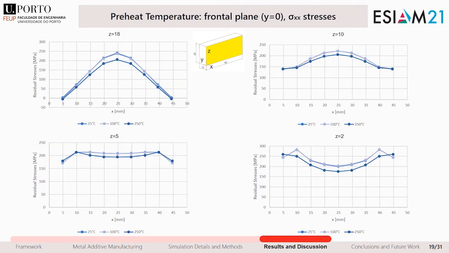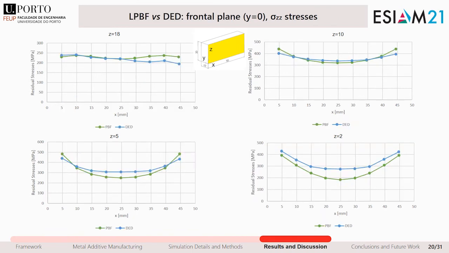Regarding the preheat effect of the base plate, simulations revealed that between room temperature and 250 degrees Celsius, there is no significant influence on the residual stresses for the block simulation and for the frontal plane. Still, regarding the parametric study, surprisingly, the simulation of the laser powder bed fusion and the directed energy deposition for the block revealed very similar results, taking into account the expected scatter band for this kind of data.